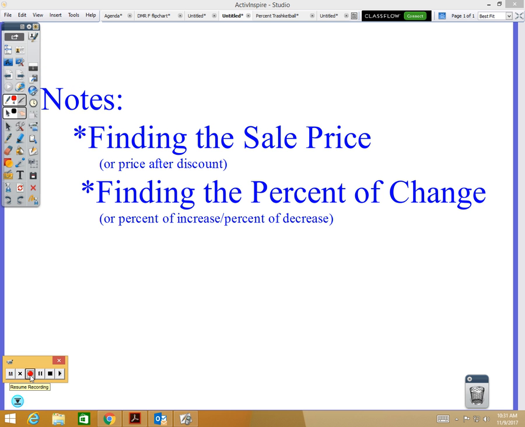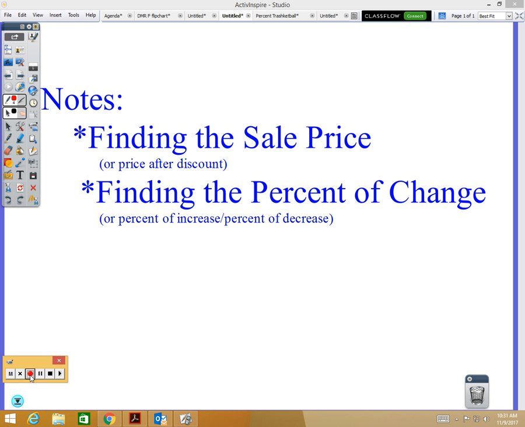So today we're going to talk about finding the sale price. If I give you the original price of an item and it's on sale, then we're going to be finding what that sale price is. That's something a lot of people will definitely be doing because the biggest shopping day of the year is coming up in a couple weeks.